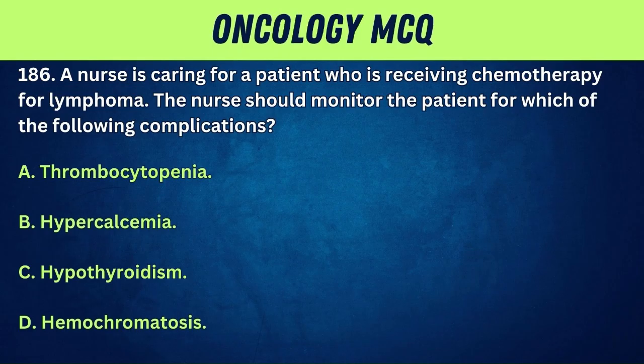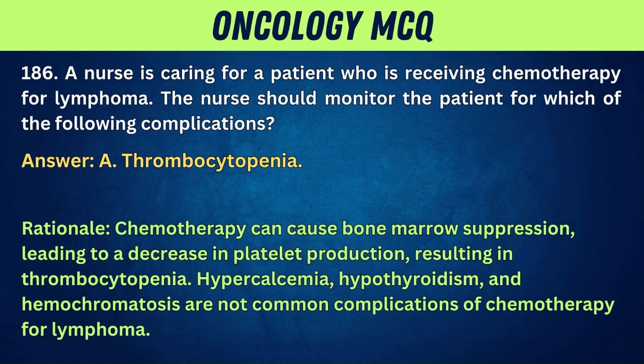186. A nurse is caring for a patient who is receiving chemotherapy for lymphoma. The nurse should monitor the patient for which of the following complications? A. Thrombocytopenia. B. Hypercalcemia. C. Hypothyroidism. D. Hemochromatosis. Answer. A.